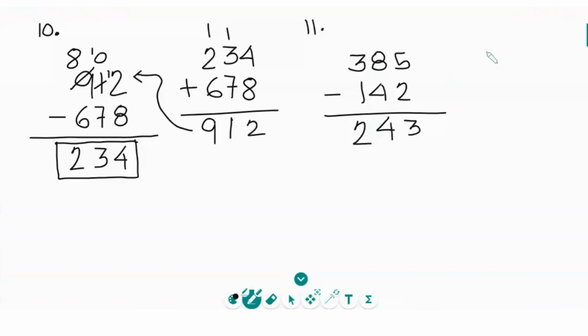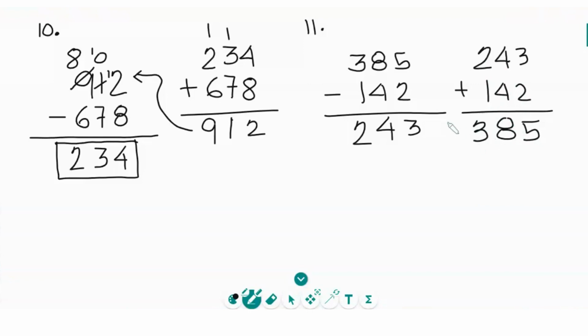Okay, let's check our answer. So we have here 243. We're gonna add up 142. So 3 plus 2, that will give us 5. 4 plus 4 is 8. And 2 plus 1 is 3. Therefore, we can say our answer is correct. That is 243.